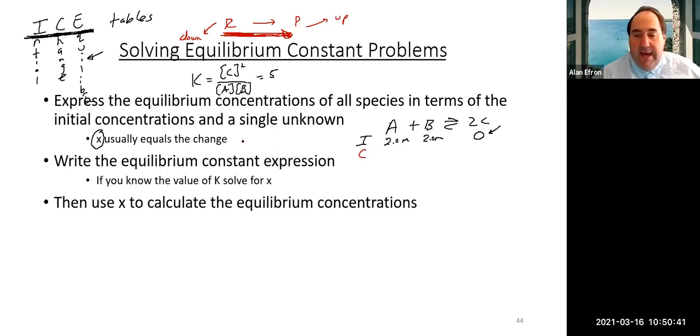We represent that in the change part as X. So in this case, this would be minus X. Minus because it's a reactant, it is decreasing with time here, and we would expect it to be lowering its concentration. Same thing with our B. We need A and B to make the products here, so this would be minus X.